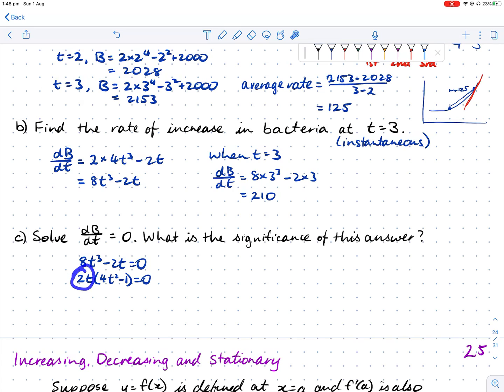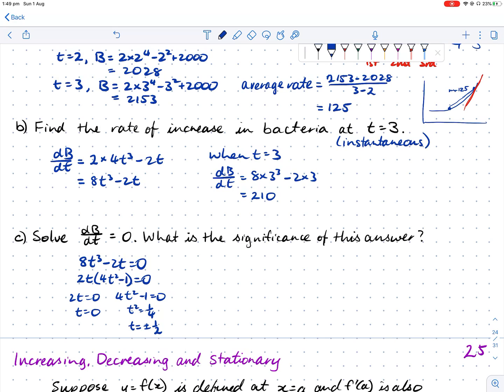Now we've got the product of two items, so we can split it, like you're solving quadratics. So we've got 2t equals 0, or 4t squared minus 1 equals 0. Let's just do it one step at a time. On the left, we have t equals 0. That's one solution. Then if 4t squared minus 1 is 0, then t squared is equal to a quarter. What I did was add the 1 across, then divide by 4. So then t is going to be plus or minus a half.